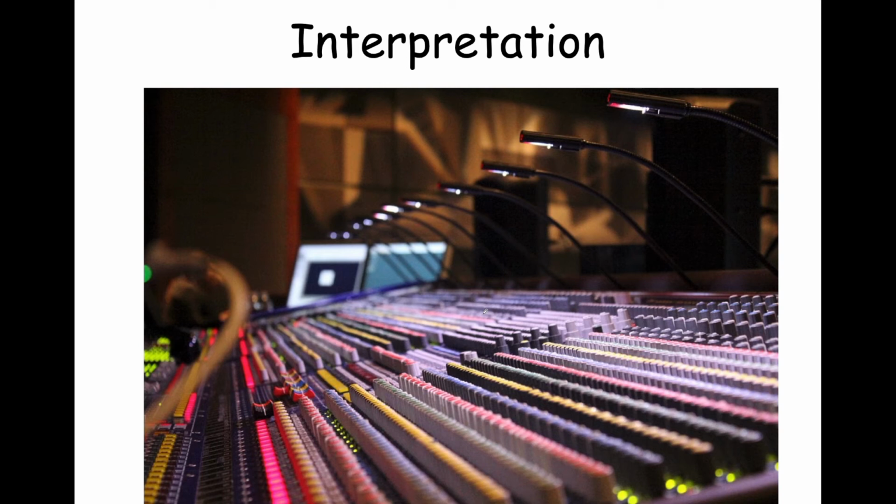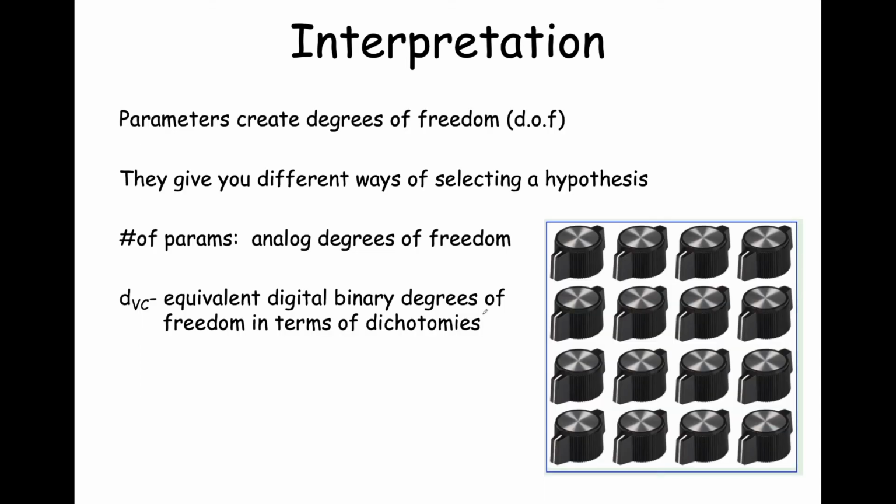Now, if you go into a professional music studio, you see a control board, and this control board has several knobs and sliders, and they control the amount of acoustic energy at certain sets of wavelengths or frequencies of sound. So you can get very precise slicing up of the sound for very precise control. And so the parameters create so-called degrees of freedom. Just like the stereo, you can control different aspects of the sound. With the parameters for your hypothesis, you can control different aspects of how the particular hypothesis set produces a dichotomy. And so they give you different ways of selecting a hypothesis.